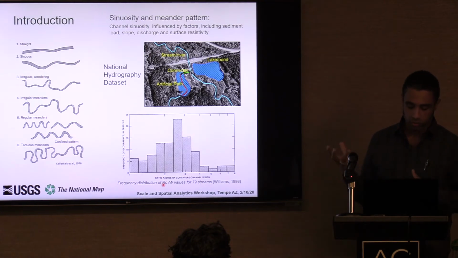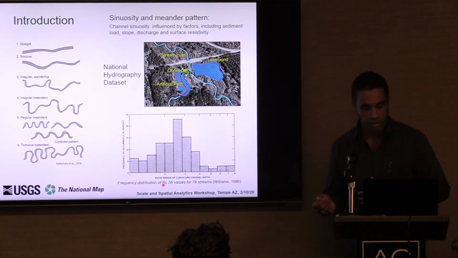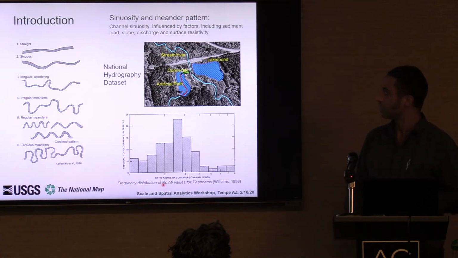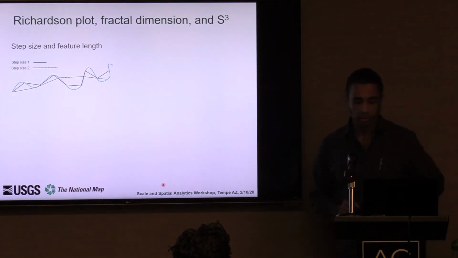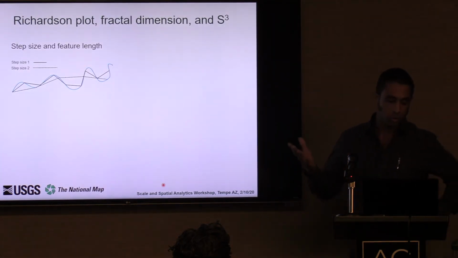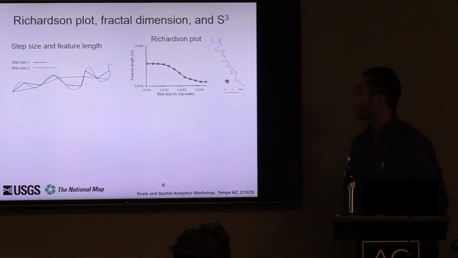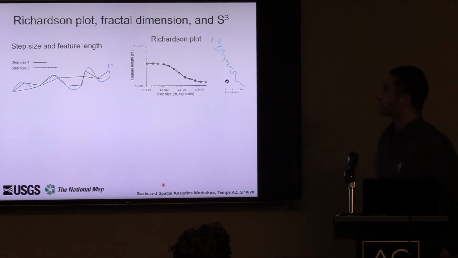So you guys are familiar with the Richardson plot. We've seen that already. But just as a primer, no, I'm behind, sorry. As a primer, as you change the length you use to measure a feature, the length of the feature changes. So moving from step size 1 to step size 2, your feature gets smaller. And the result, when you plot this with various step sizes and feature sizes, you get the Richardson plot, which is done with those measurements on a log-log scale.